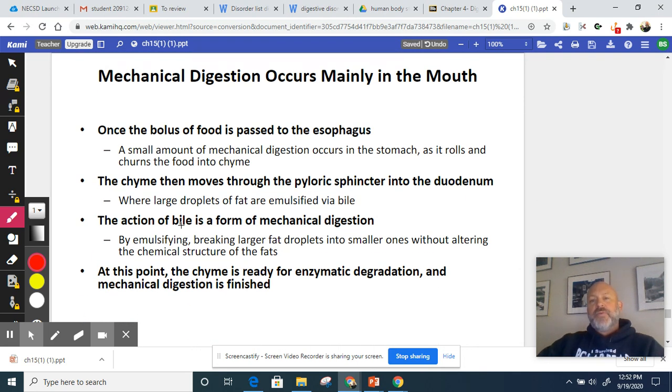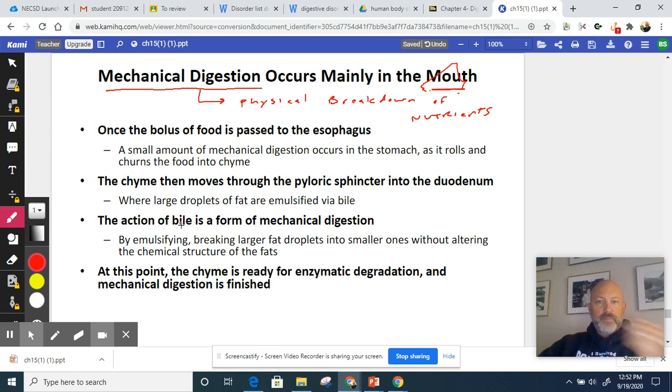So besides the mouth, which is where most of the mechanical digestion is happening, there are other sites where the physical breakdown of food is happening. All right. The stomach is one. Remember those three directional layers of muscle that work at the same time, churning the food. So that's one.